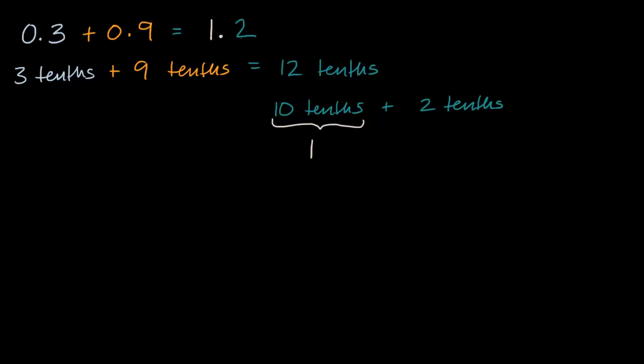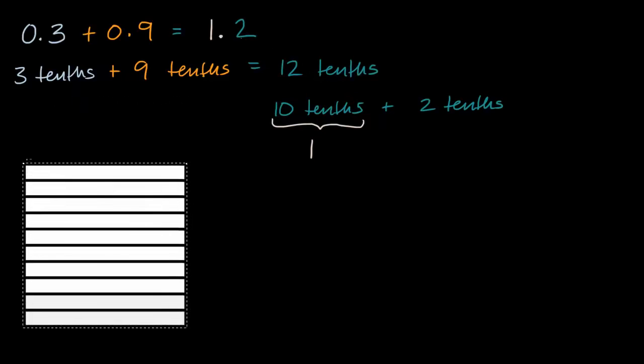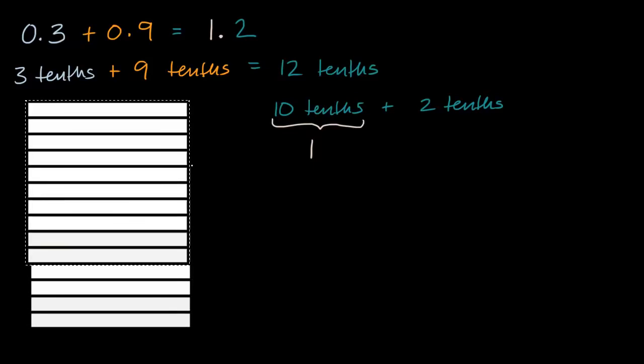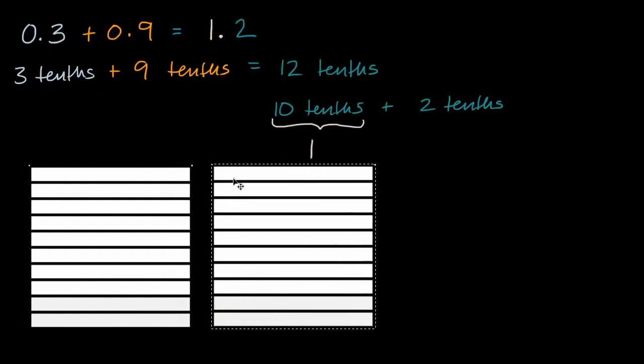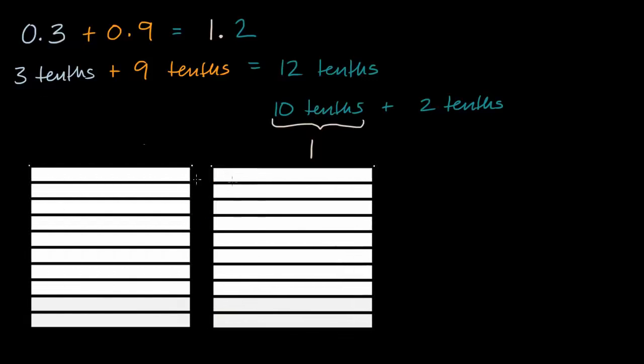Now, if we want to see that visually, let's get our diagram out again. Actually, I'm going to put 2 of these here. So 1, and then a second one. And we want to add, so let's start with the 3/10. Let me color these in really fast. So that is 1/10. This is 2/10. And this is 3/10. And then to that, we're going to add 9/10.